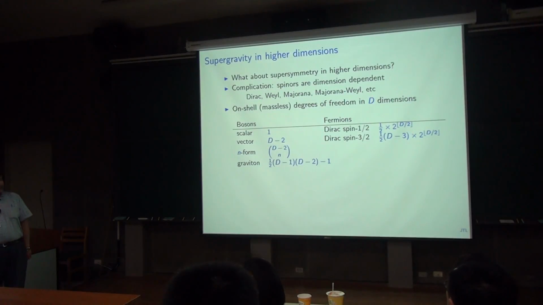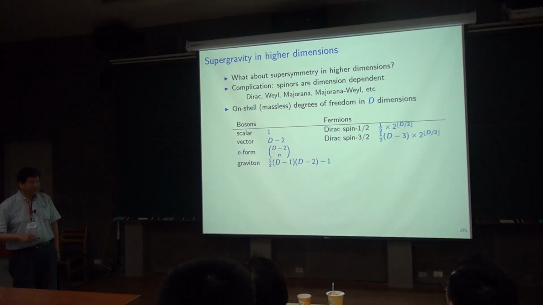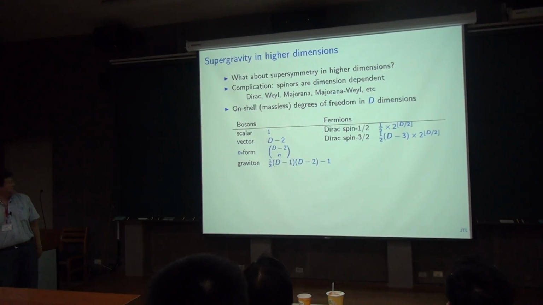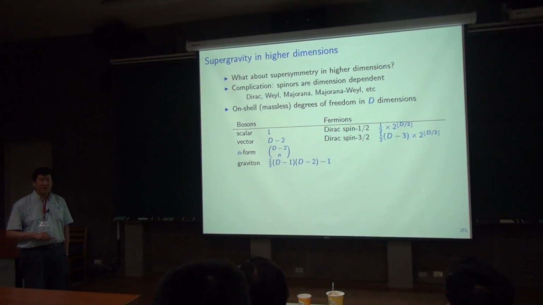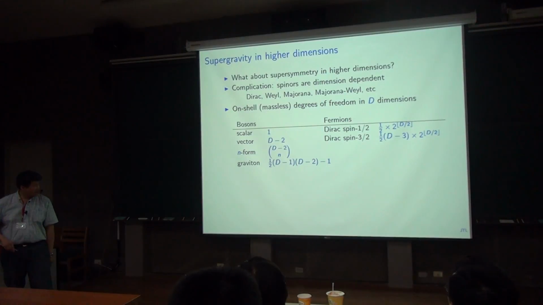However, there's still a universal property. I can try to count on-shell degrees of freedom for massless degrees of freedom here, and you still want the number of bosons equal to the number of fermions. So just to give simple examples: a real scalar has 1 degree of freedom in capital D dimensions. A massless vector with gauge invariance has transverse degrees of freedom, so it's D minus 2. If I have an n-form potential, then I have something like that. The D-dimensional graviton has something like that.